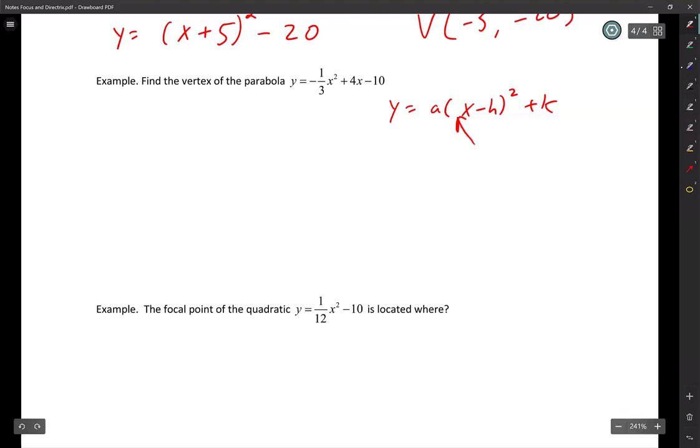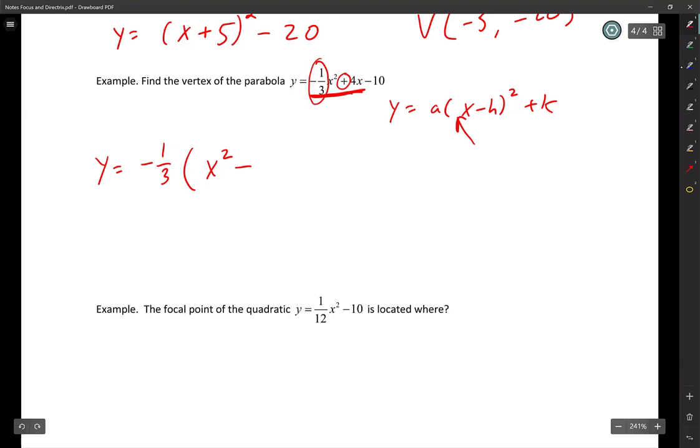All you got to do, well, look, there's nothing in front of that x. It's a 1. So you take just the first two numbers, the ones that have x's, and you factor out whatever's in front of that x squared. So here it is. And don't worry, I'm going to go real slow. I'm factoring out the negative 1/3. So when I do that, I'm going to have x squared. And then change this plus to a minus.